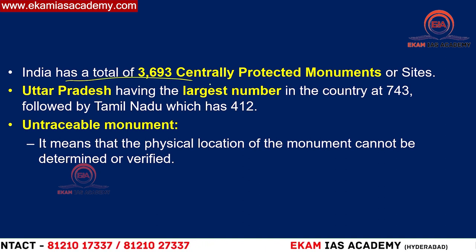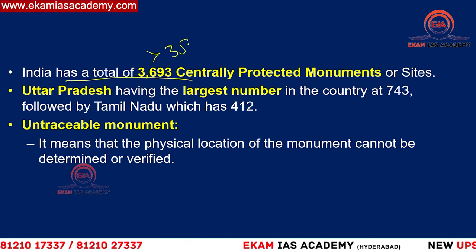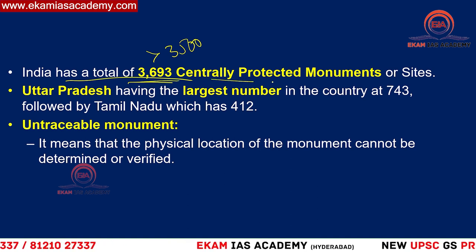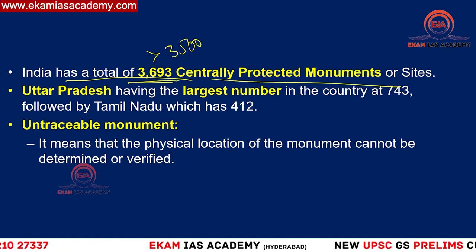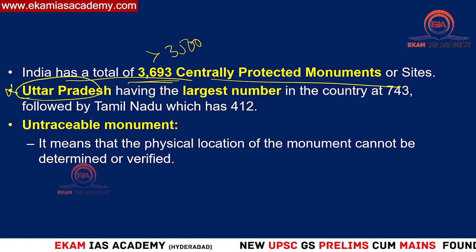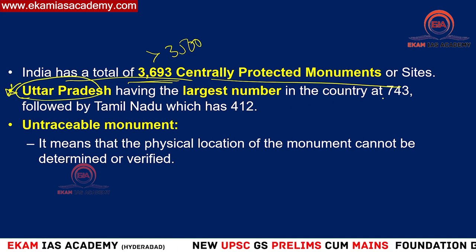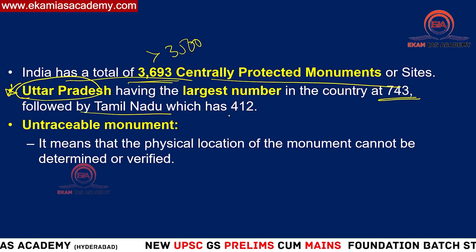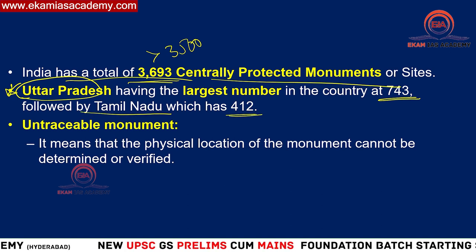So the second most important thing is, more than 3,500 I told you. Around 3,693 centrally protected monuments are being protected by ASI across India. And the state having the highest number of protected monuments is Uttar Pradesh with 743, followed by Tamil Nadu with 412. Do remember these things.